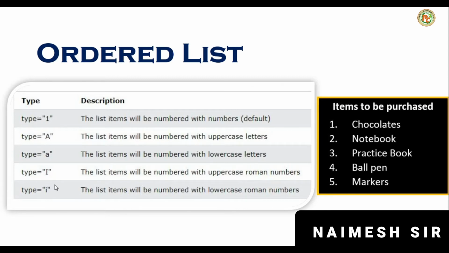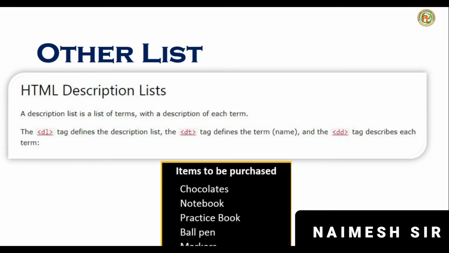Similarly, there is another list, the description list. A description list is a list of terms that describes each term. dl is used to define the description list, dt is the tag to define the particular term, and third is dd, which describes each term. So this is an example of a list without any order or unordered bullets and numbering, the description list.